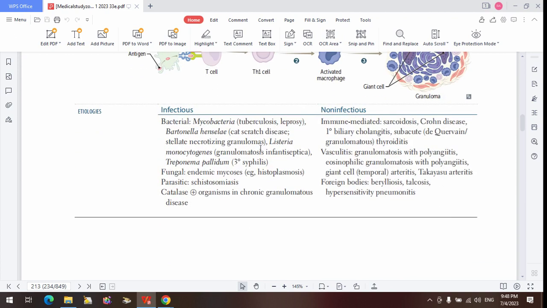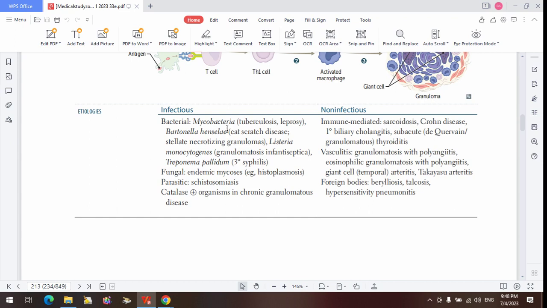So what are the etiologies? Infectious, non-infectious. You might not need to learn all these things now because it might be difficult. You might forget. But as we are going through all the systems, we'll be learning them one by one. You understand them as we are going. But let's just run through it.